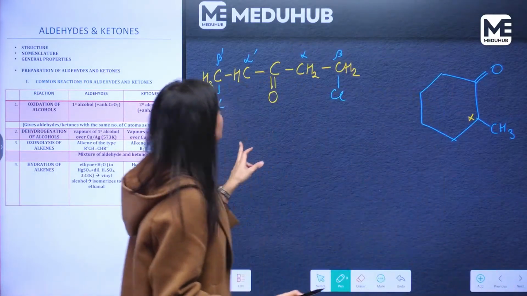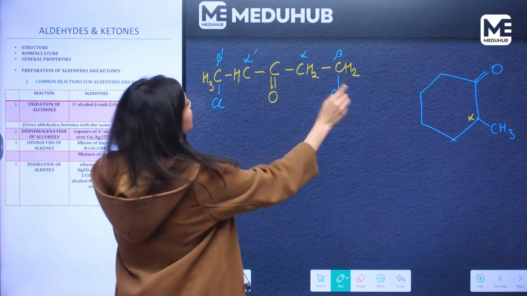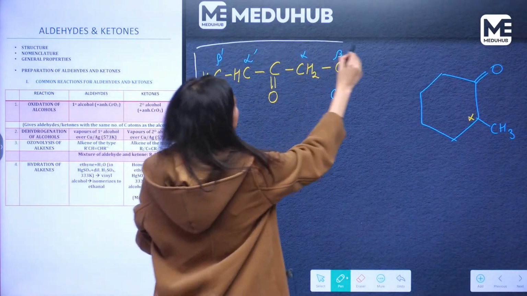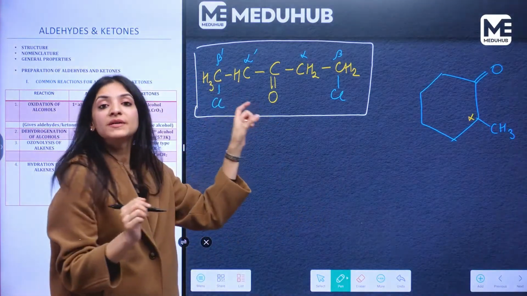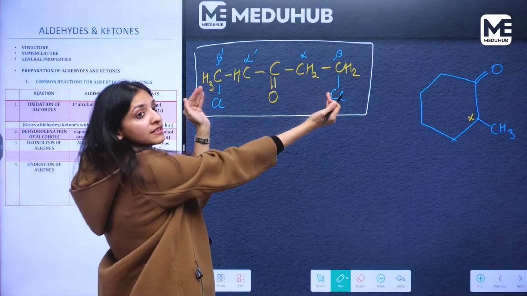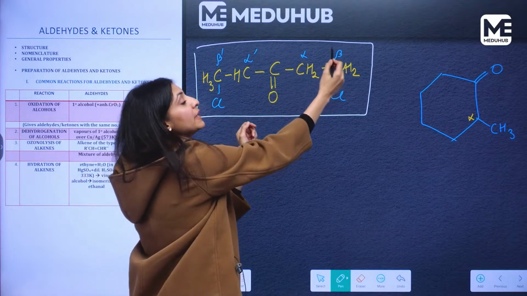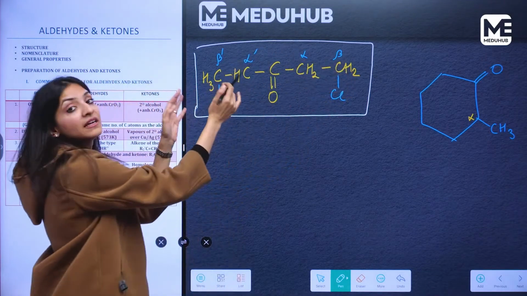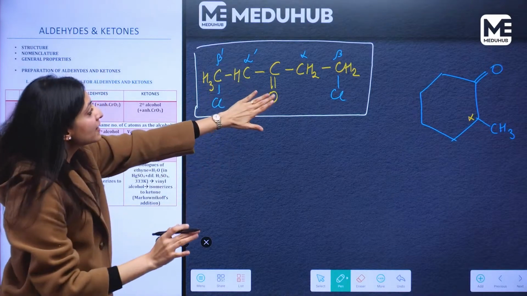We'll take 2 more examples for common names. Look at this compound here. If there are substituents in a ketone, since a ketone has an alkyl group on both sides, on one side the substituents are numbered as alpha, beta, and on the other side they are numbered as alpha dash, beta dash. Now look at this one here.